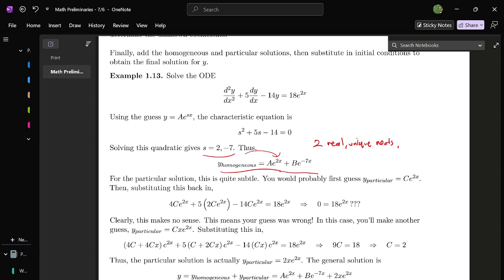something as the particular solution being c e to the power 2x, because you see here that the right hand side is 18 e to the power 2x. So this matches the form of some constant times e to the power 2x.